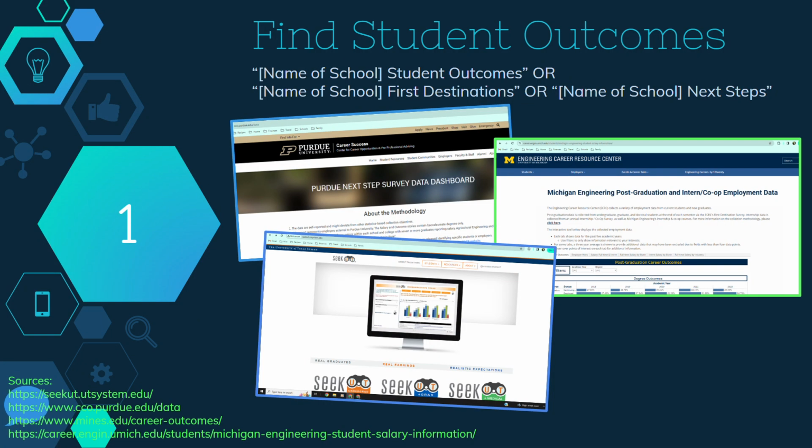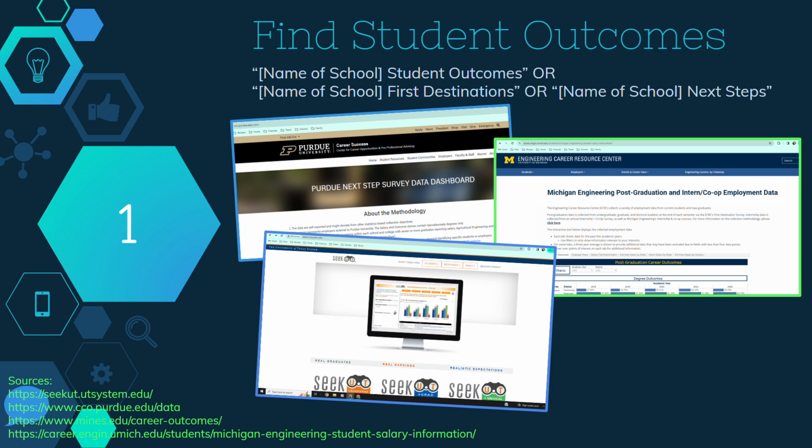When you're looking for data for student outcomes, the first thing you have to do is find them. Typically you can search the name of the school and then student outcomes. Sometimes that will get you into websites about accountability on education, so you might have to search first destinations or next steps.